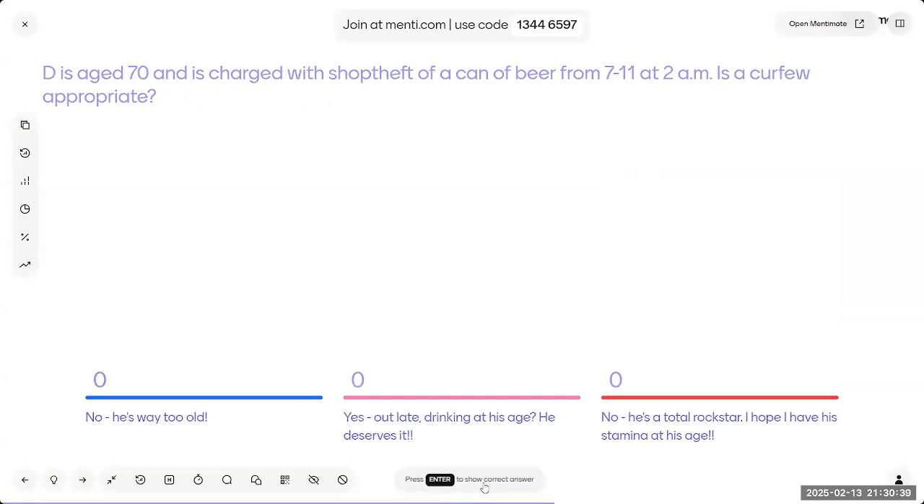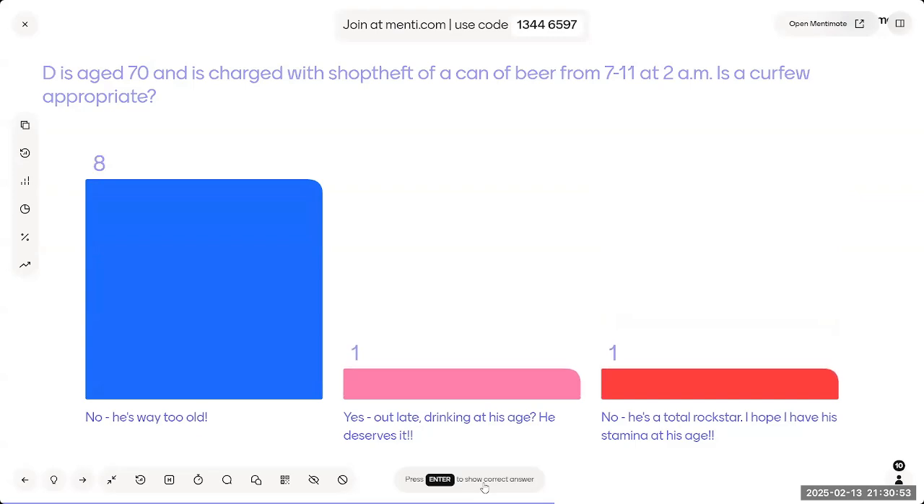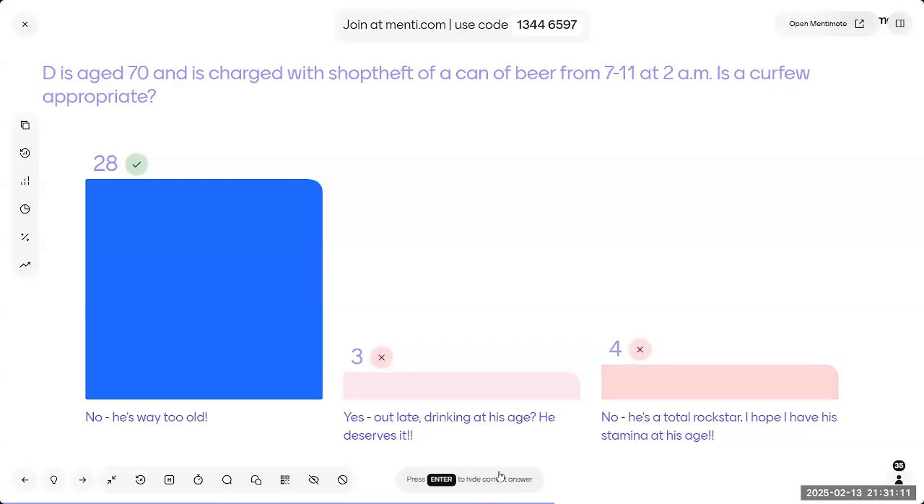D is age 70, charged with shop theft of beer at 2 a.m. Is a curfew appropriate? No, he's way too old. Yes, out late drinking at his age, he deserves it. Or C, no, he's a total rock star. I hope I have his stamina at his age. Yeah, probably, either A or C could be appropriate, right? But technically, the correct answer is A, right? He's just too old.